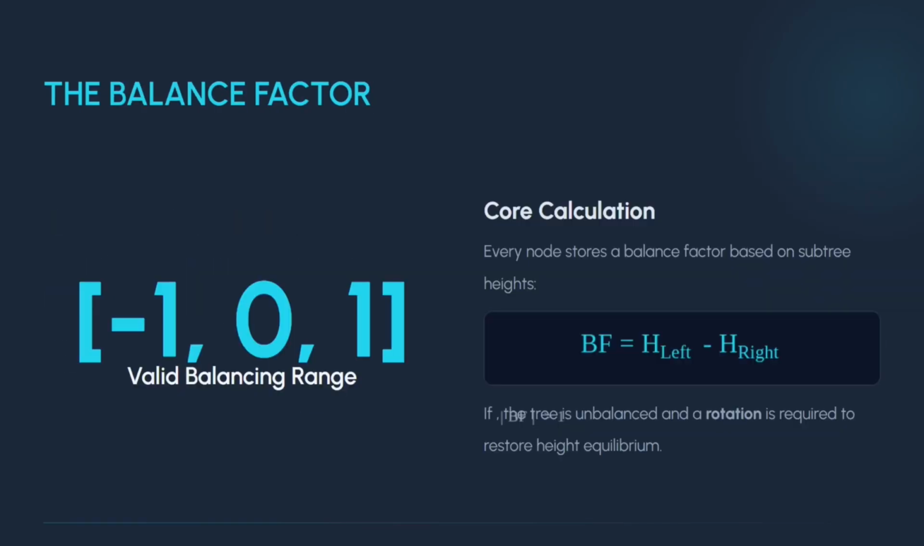Now let's talk about balance factor. To maintain balance, AVL tree uses something called balance factor. Balance factor is calculated as height of the left subtree minus height of the right subtree. For a valid AVL tree, the balance factor of every node must be either -1, 0, or 1. If the balance factor becomes greater than 1 or less than -1, the tree becomes unbalanced.